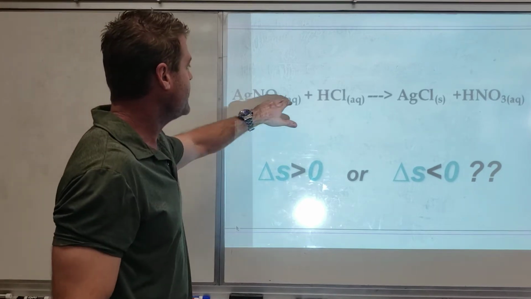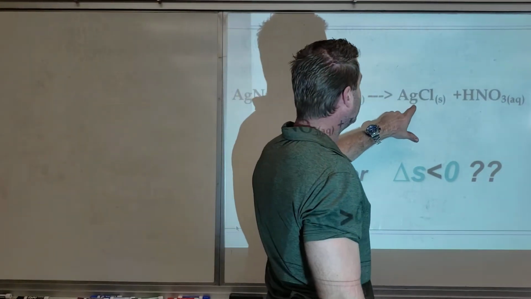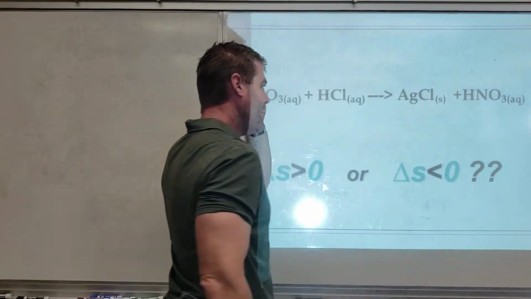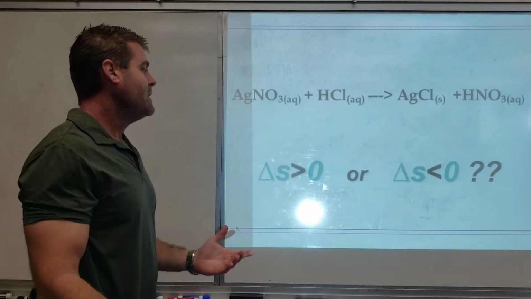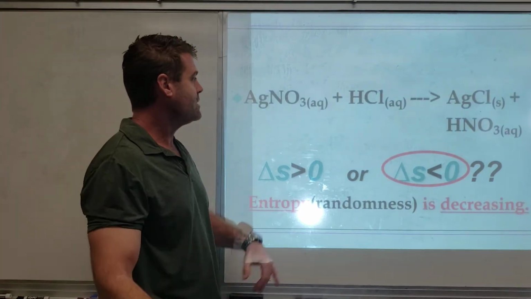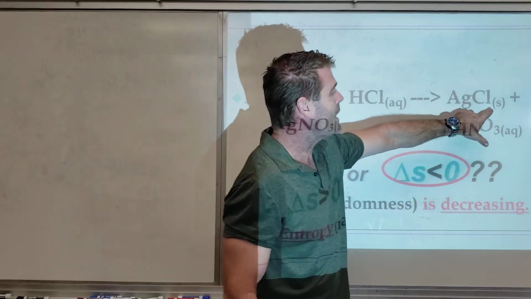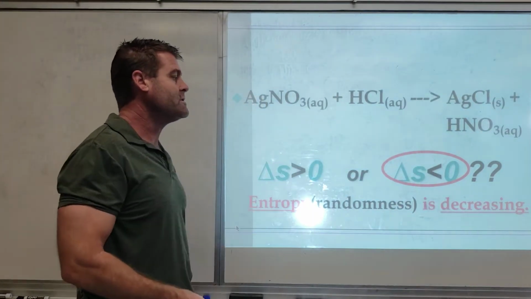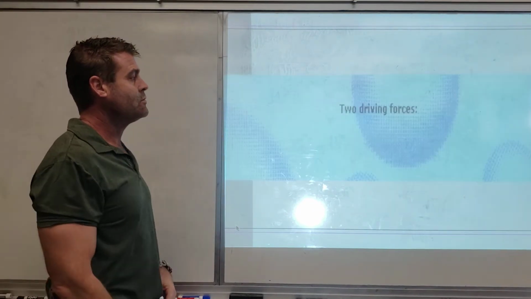Okay, look at this, guys. We've got silver nitrate and hydrochloric acid. What's going to happen is you're going to have silver chloride precipitate out, and we have nitric acid left. What happened to the entropy? It decreased. You guys notice we went from 2 aqueous solutions, we actually formed a solid. That's pretty ordered, where those particles are in a very ordered state. So there was a decrease in disorder.